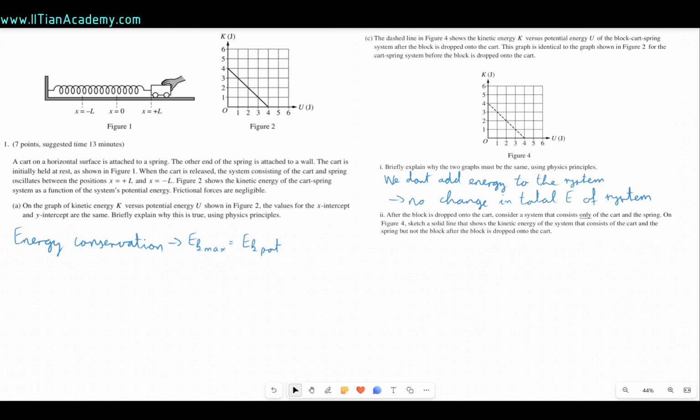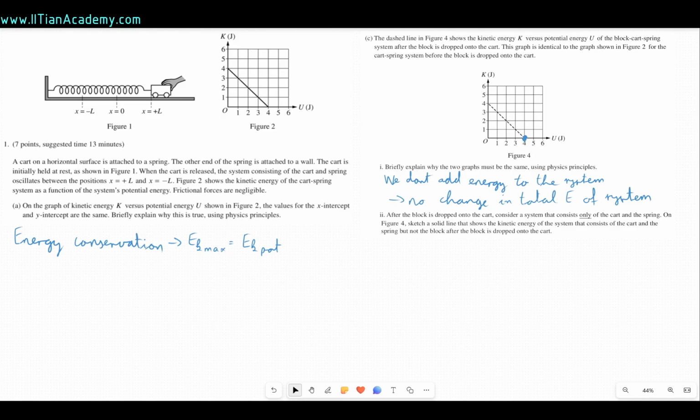So what we need to consider here is that the speed of the cart is going to decrease, and well, the potential energy will remain the same at 4 joules. So the maximum potential energy as the displacements will remain minus L and L, and the potential energy only depends on how far it goes.